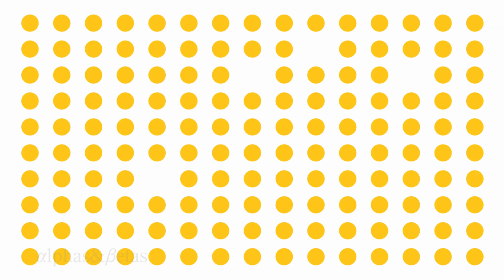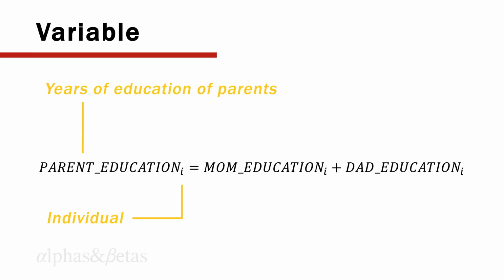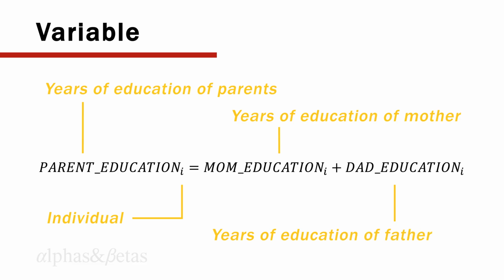Sometimes you might encounter missing data or non-random sampling. Suppose you want to create a variable as the sum of the parent's education. For each individual i, parent education is the total number of years of education of their parents, mom education is the number of years of education of their mother, and dad education is the number of years of education of their father. The variable parent education will only be valid if you can observe both parents' education. If either is missing, you can't create the variable.